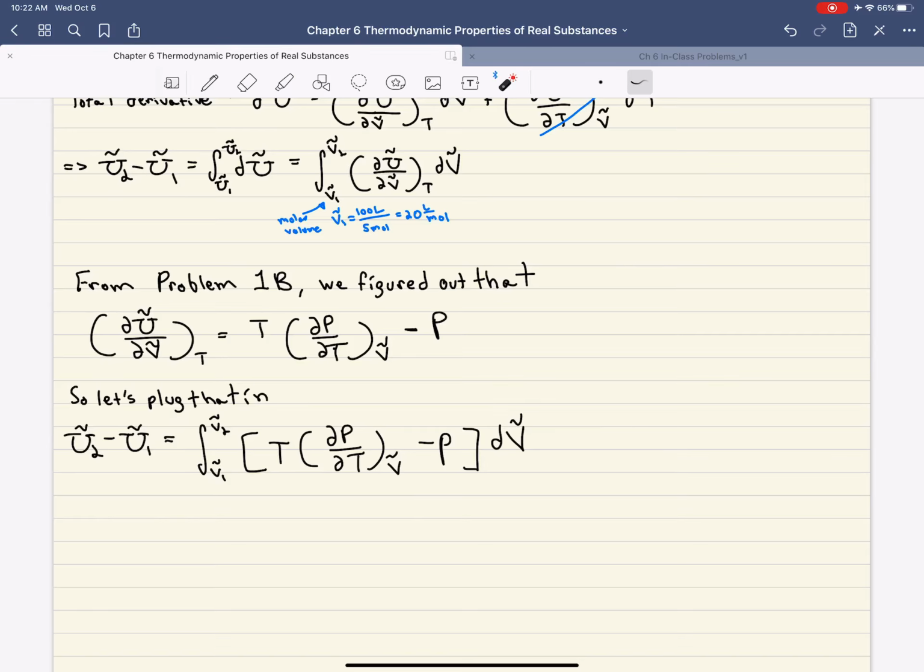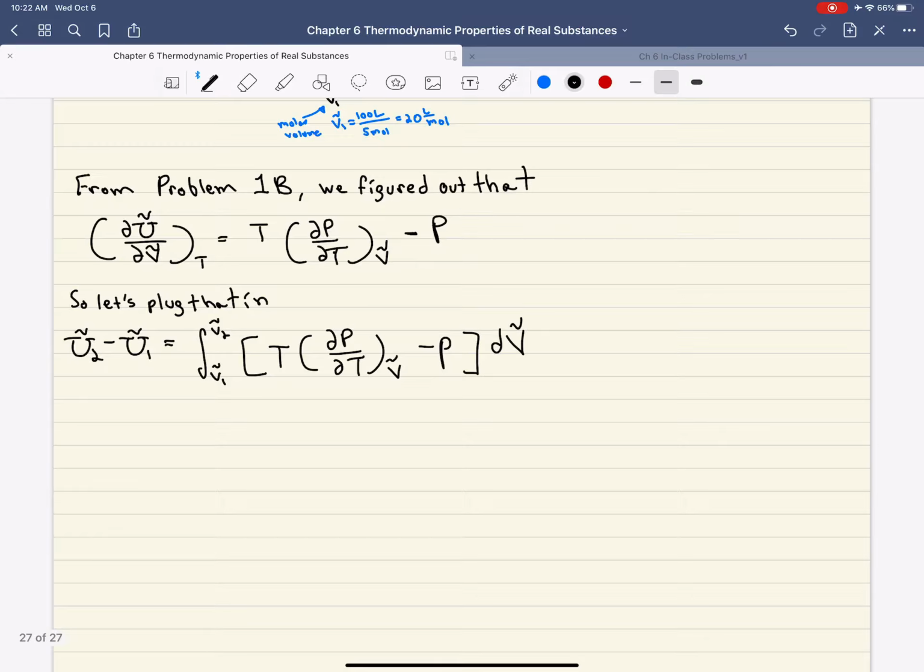Now we still have this partial derivative in here, which looks kind of weird, but it's actually not that big of a deal. Because what we have here is the partial derivative of our pressure function with respect to temperature at constant volume. And if we had an equation that described pressure as a function of temperature, we could just plug that in here, go through that derivative, get a result, and then integrate that result.